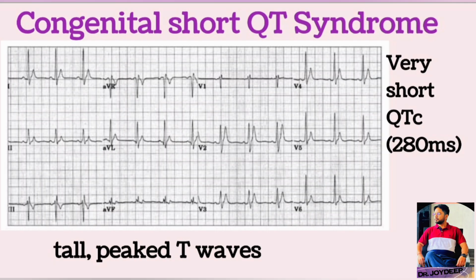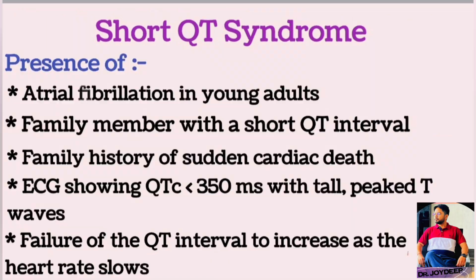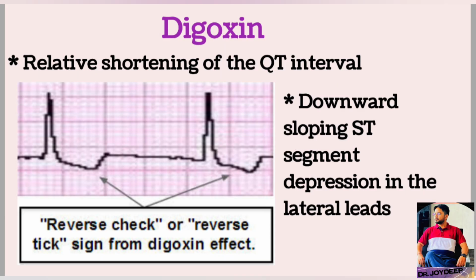The main ECG changes are a very short QTc, that is less than 300 or 350 milliseconds, with tall peaked T waves. Short QT syndrome may be suggested by the presence of atrial fibrillation in young adults, a family member with a short QT interval, or a family history of sudden cardiac death. ECG shows QTc less than 350 milliseconds with tall peaked T waves. The QT interval tends to increase as the heart rate slows.